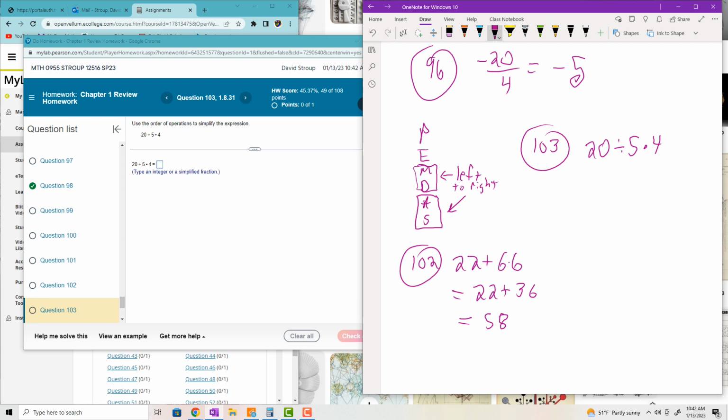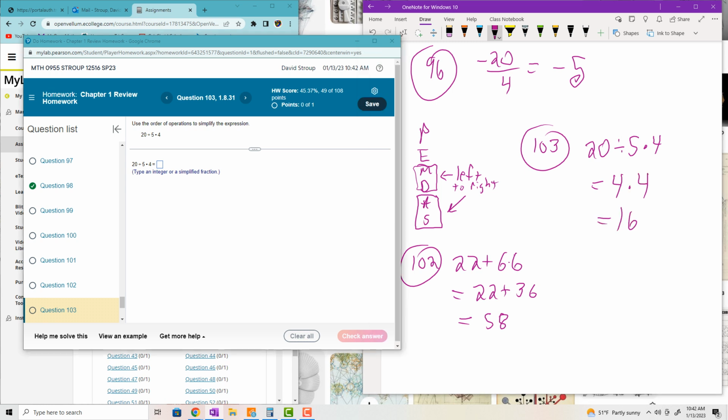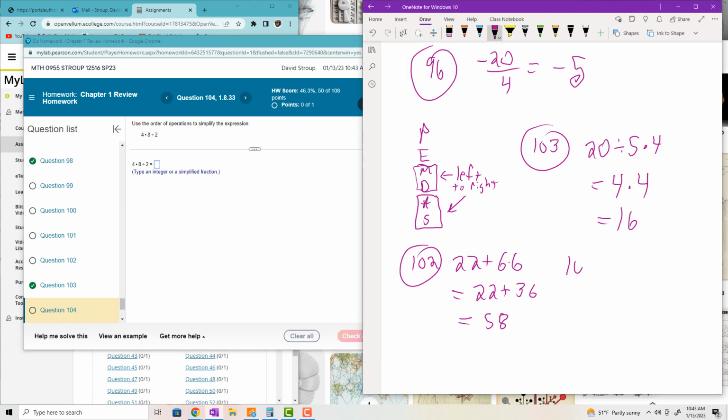I read from left to right. So I do whatever comes first. The division comes first here. So 20 divided by 5 is 4. And then you do the multiplication. So it's going to be 16. Same deal here. You may think, well, I have to change the order now based off the last problem, but no, you do it from left to right. So 4 times 8 is 32, and then 32 divided by 2 is 16.